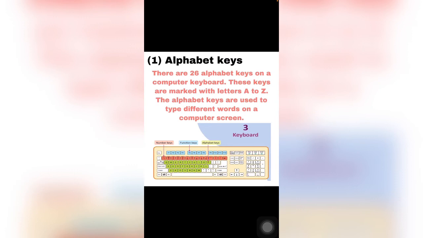There are 26 alphabet keys on a computer keyboard. We know that in the alphabet, A to Z, there are 26 characters. These keys are marked with letters A to Z. All these characters start from the alphabet A and end with the alphabet Z. If you want to write something on a computer, we must do it with the help of this keyboard by using these alphabet keys. Okay, so here the alphabet keys are in green color. You can see in this picture.